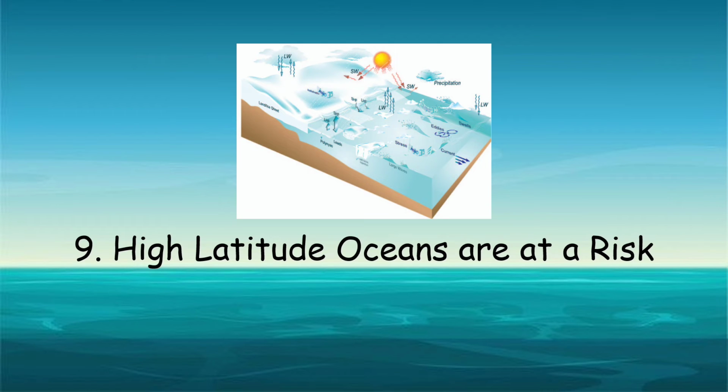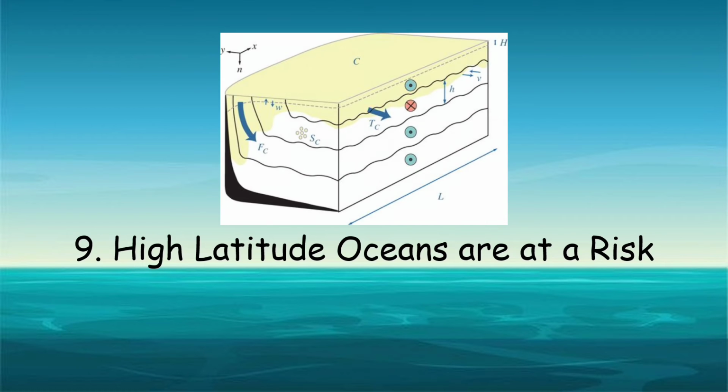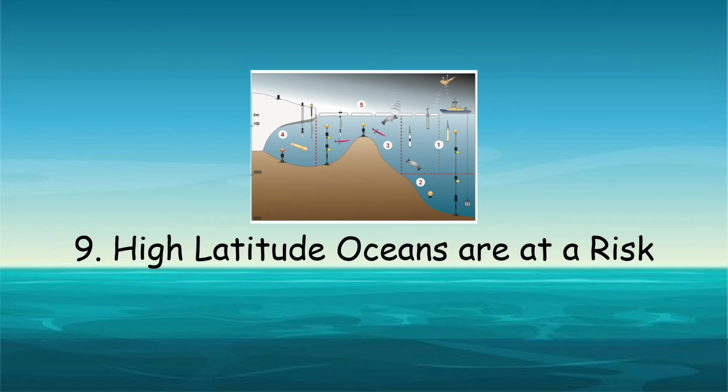Lastly, number 9, high latitude oceans are at risk. The oceans located in the higher latitudes are the ones that are highly productive. The Southern and the Arctic Ocean are the most productive of all the oceans, teeming with life. These are some of the most exploited oceans as well. Already this hampers the ecosystems of these oceans. Adding on is the problem of acidification.